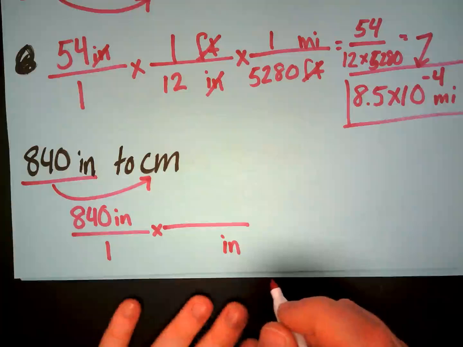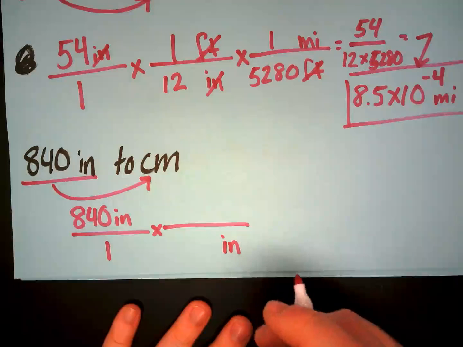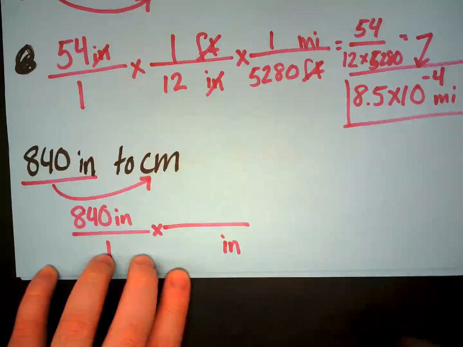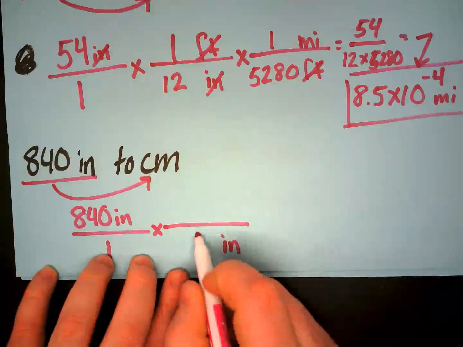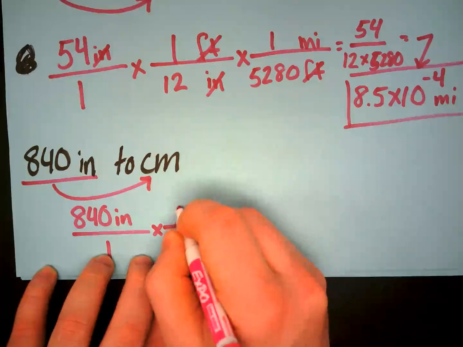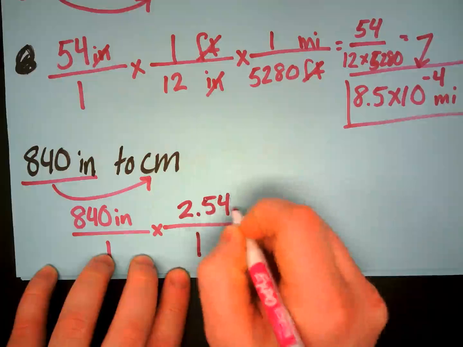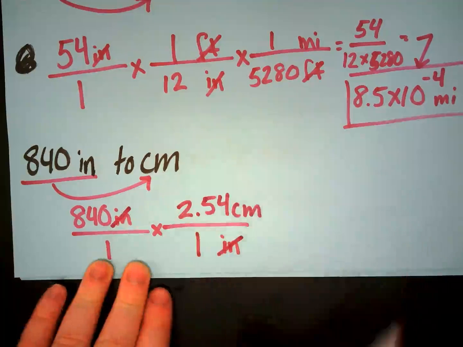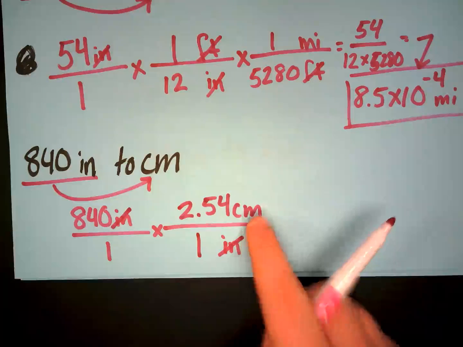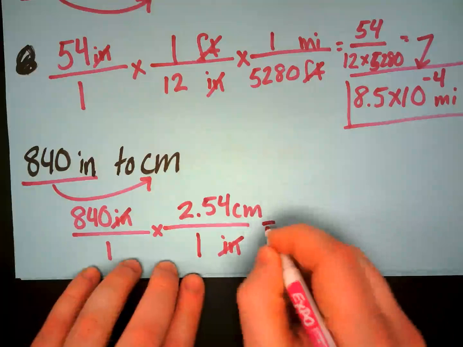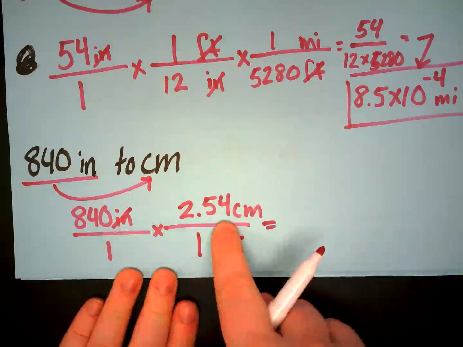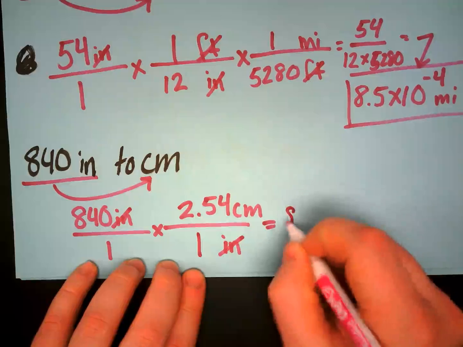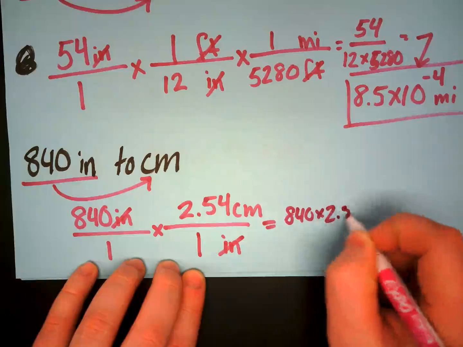Looking at the conversion factor side of the notes, we have the number of centimeters that fit into 1 inch. So in 1 inch, there are 2.54 centimeters. Those will cross out. Inches are gone, and we're left with centimeters, so we have converted this properly. Looking at this, it's going to be 840 times 2.54. We don't really have to worry about the denominator. So it's just 840 times 2.54.